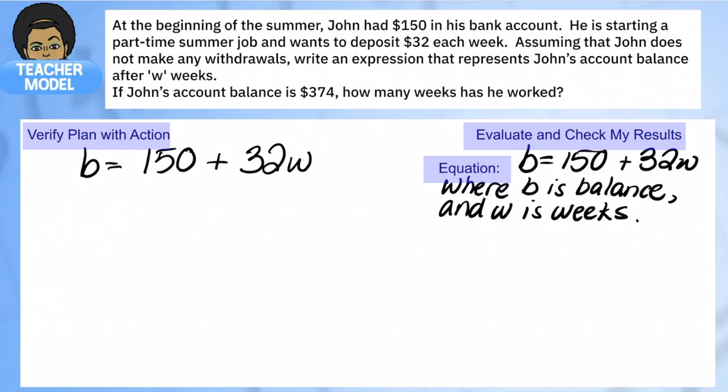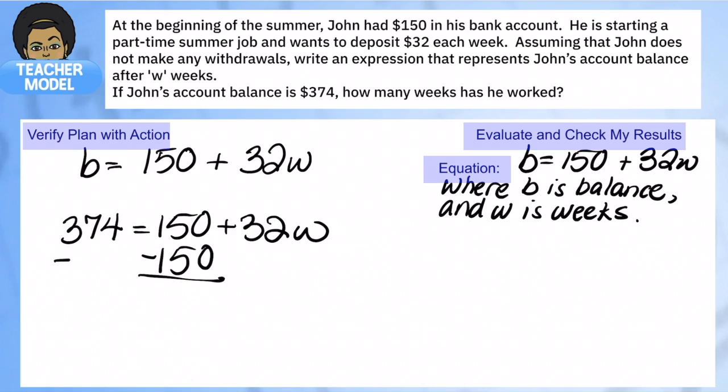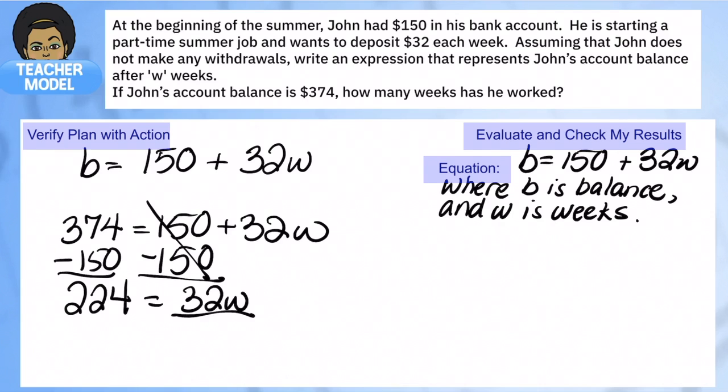And for the second part, what if our balance is 374? So we're going to substitute 374 for B into our original equation. And now we're going to solve for W. So first we're going to, again, cancel out our constants by subtracting 150 on both sides. That leaves us with 224 is equal to 32 times W weeks. And then we're going to divide both sides by 32. You can pick up your calculators, do 224 divided by 32, and you will get 7 is equal to W.